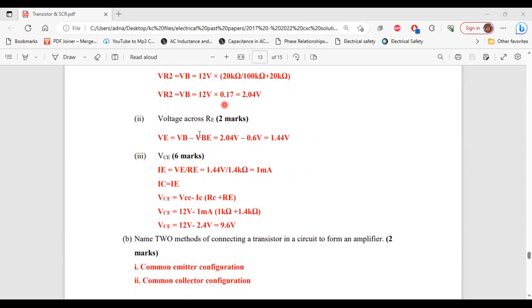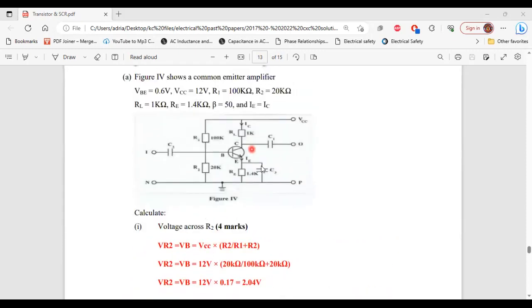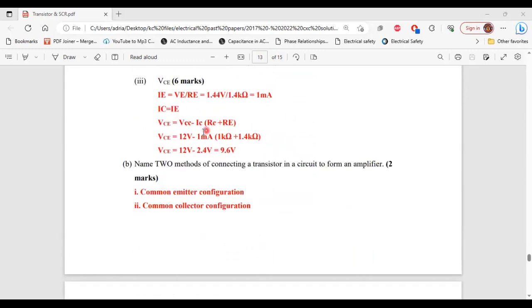For part three, it says to calculate VCE. All right, so VCE would be the voltage between this point and this point. To calculate VCE, the first thing that we're going to do is to calculate IE. So IE is equal to VE divided by RE. That is 1.44 volt divided by 1.4 kilo ohm. That will give us 1 milliamp. So IC is equal to IE, so it means that IC is also 1 milliamp.